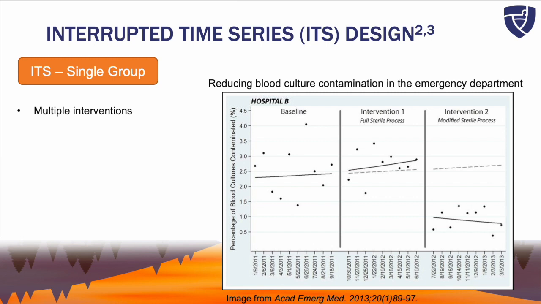Single group interrupted time series can also be done with multiple interventions. In this study, a full sterile process was implemented in Hospital B, which resulted in a greater percentage of blood cultures that were contaminated, and then it shows the data after a modified sterile process was put into place. So this type of study design could be useful when trying to implement and improve services or workflows where you're taking data after the first change and then trying to make improvements to see how that impacts the result over time.